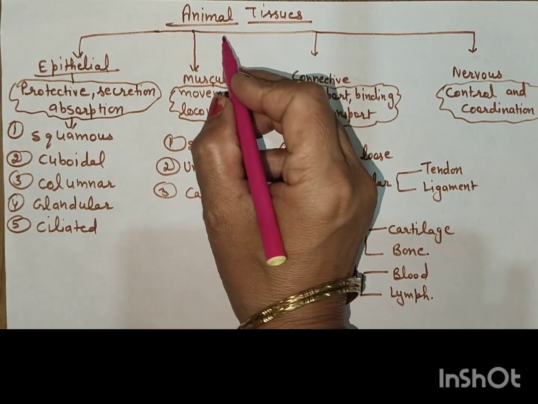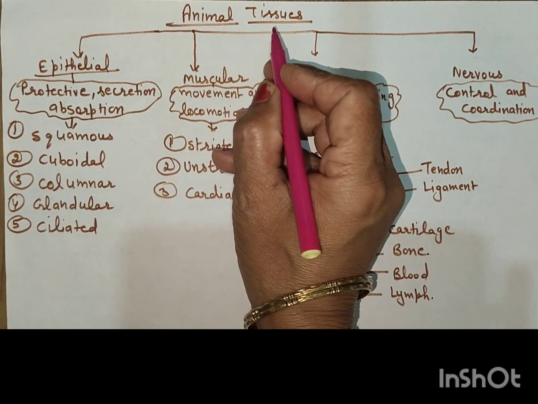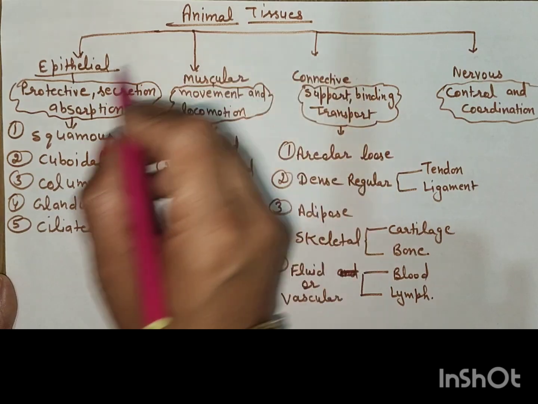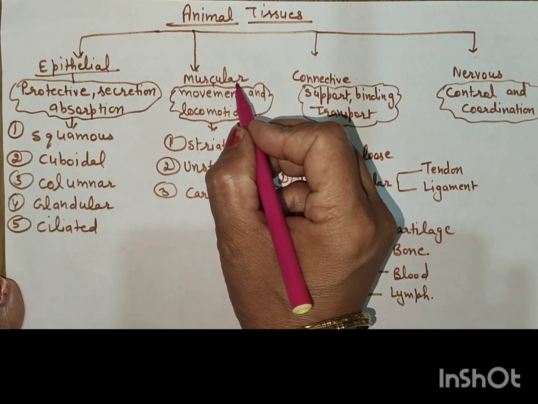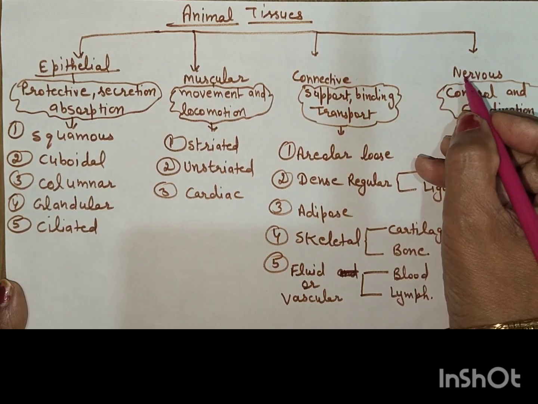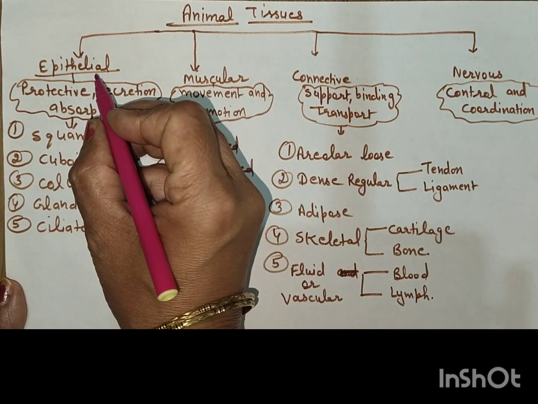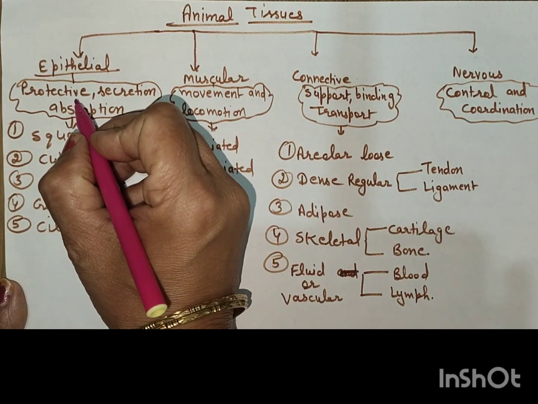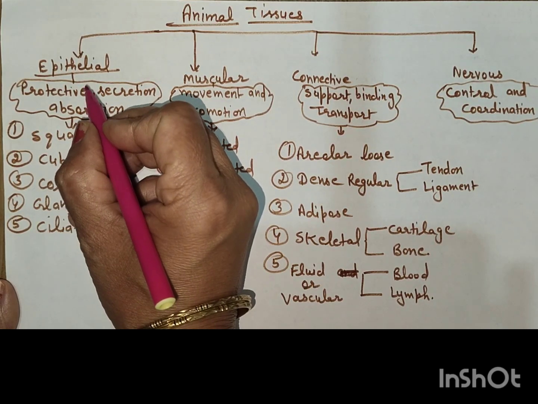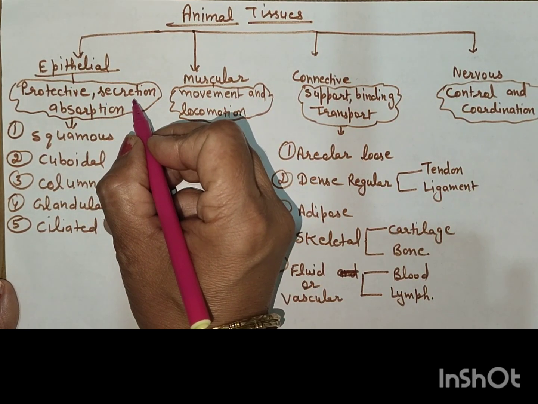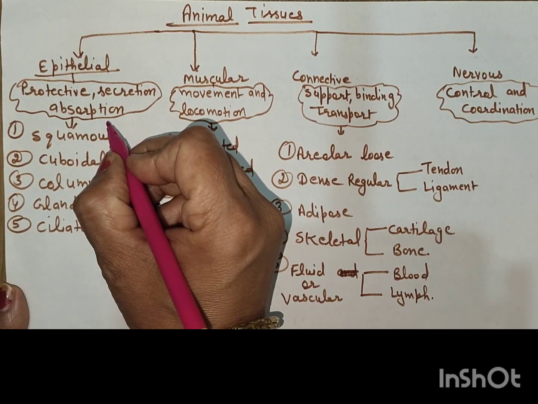Students, today we will discuss animal tissue. Animal tissues are of the following types: epithelial tissue, muscular tissue, connective tissue, and nervous tissue. Epithelial tissue is protective in nature. It protects the internal body organs and also helps in secretion and absorption.